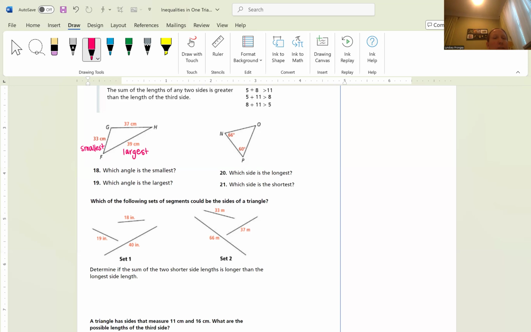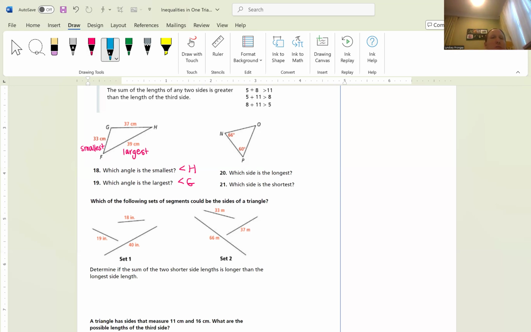So the 33 is opposite angle H. So angle H is going to be the smallest angle. And the 39 centimeters side FH, that's across from angle G. So therefore angle G is going to be the largest angle.